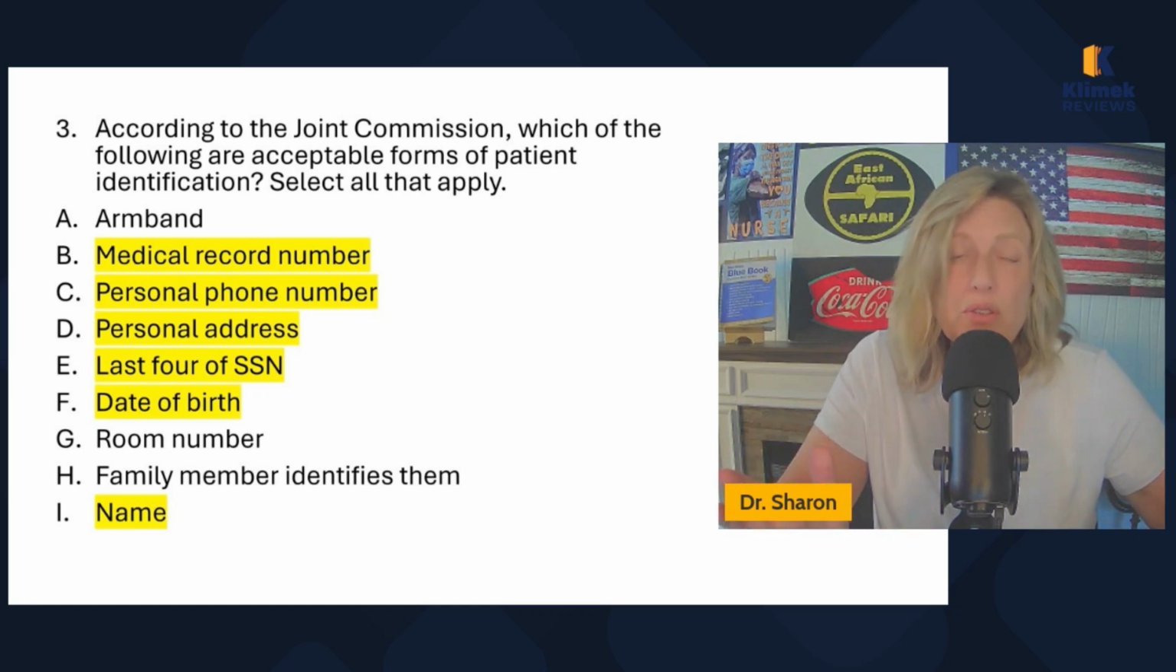And you are not allowed to assume that the phone number is unique to them or their address is unique to them. The only time another person can identify a patient is if they are their legal power of attorney or their healthcare power of attorney. Otherwise, we cannot take a family member's word on it.